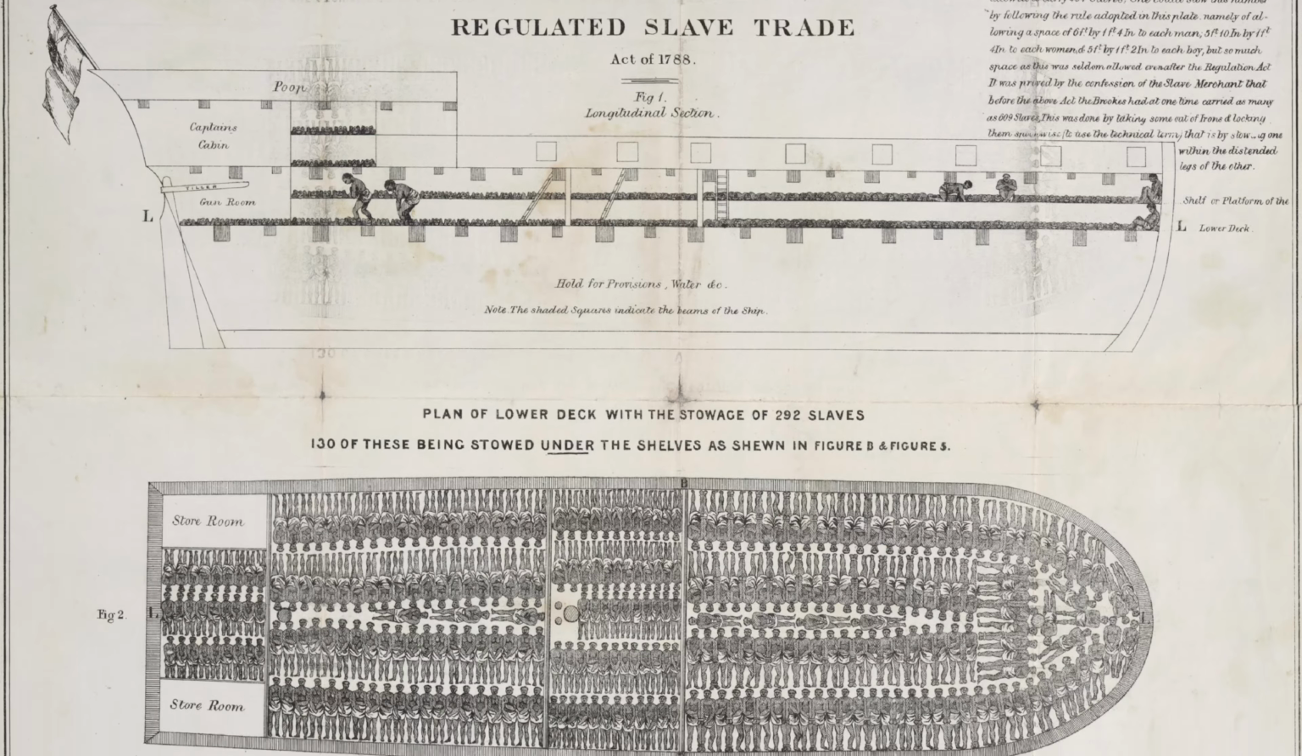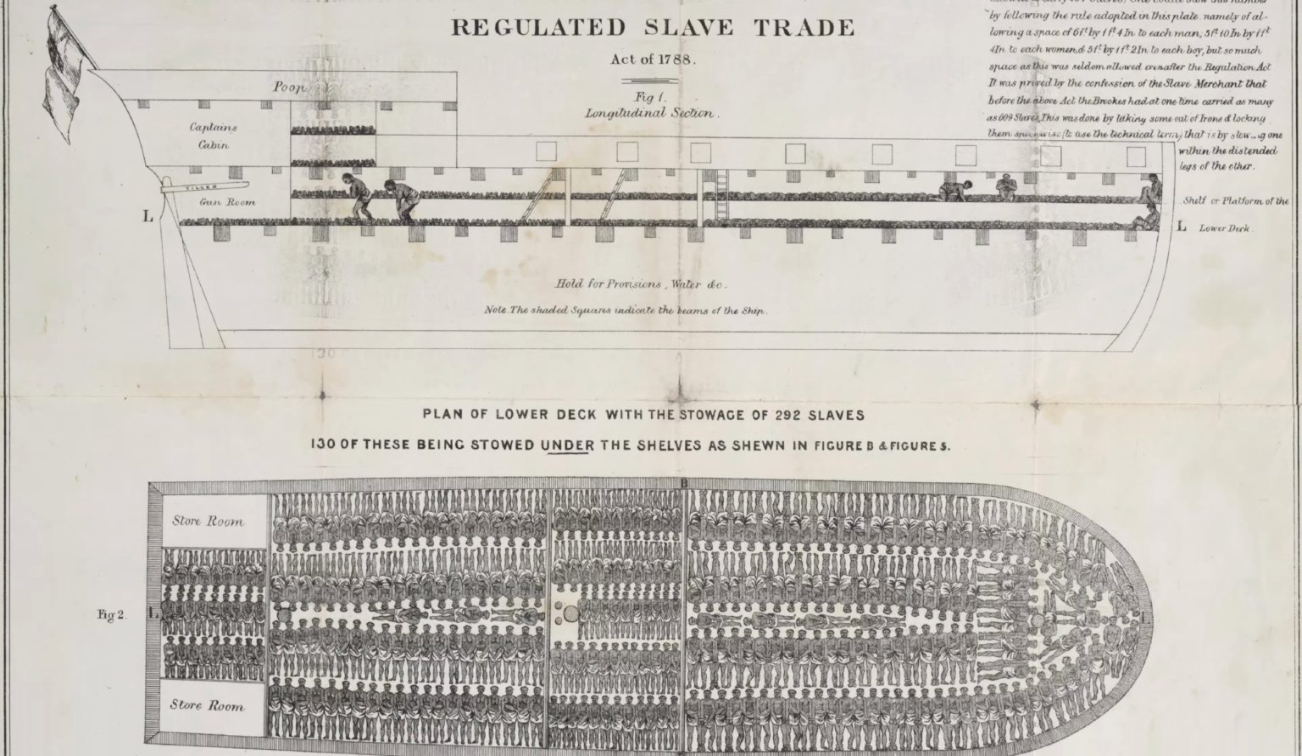So as you look through the various parts of the diagram, you can see that every inch of space in the hull of the ship is being used for people to lay down. That was required by this new act to regulate the slave trade, that every man had to have a certain length and width available to him. Women would have a slightly smaller height, and then children even smaller.